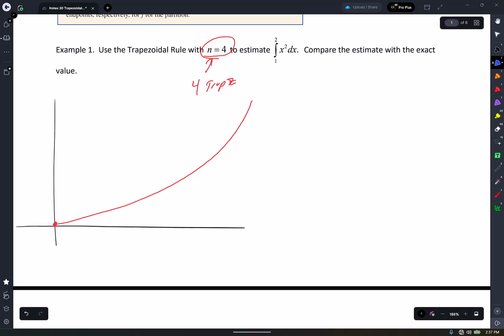All right. Notice where we start and notice where we stop. Are we still okay? So I'm going to say that 1 is right here, and I'm going to say that 2 is right here. How many trapezoids do I have again? So let me see. Boom. Boom. Boom. 1, 2, 3, 4. There we go.